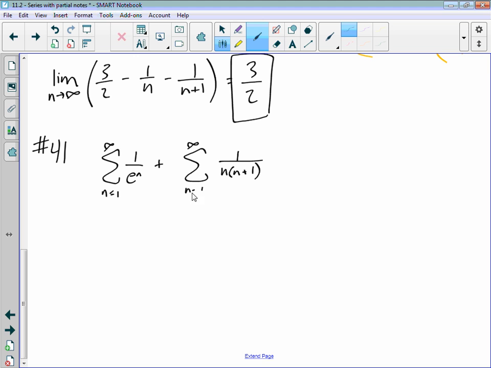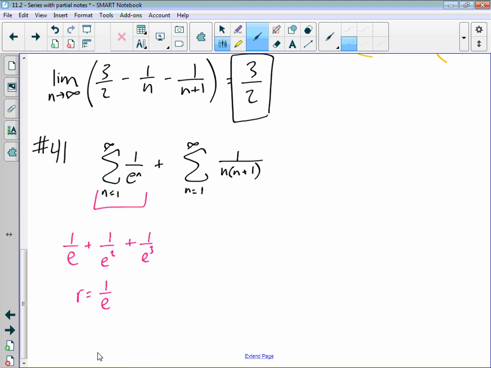The first chunk here you can actually figure out just by doing, I believe, the geometric series method here. Let's try it. If I plug in 1, I get 1 over e. If I plug in 2, I get 1 over e squared. You see what I mean? 1 over e cubed. So what is my r value? 1 over e. That's like 1 over 2.7-ish. So is the absolute value of r less than 1? Yeah, so you can find your sum.